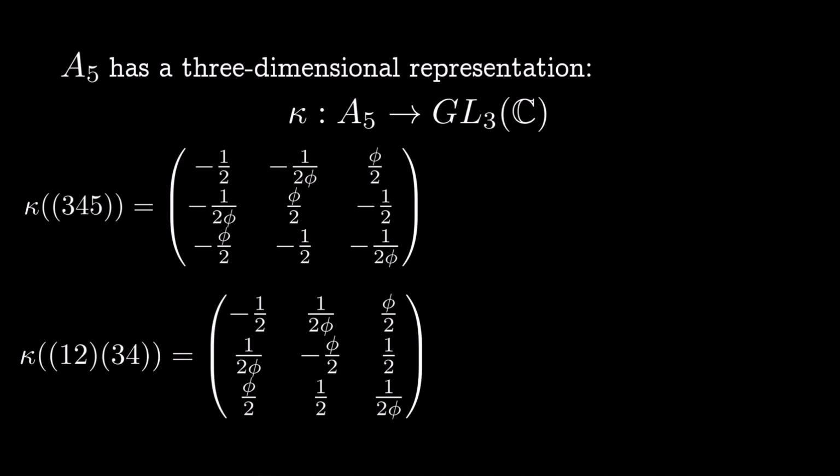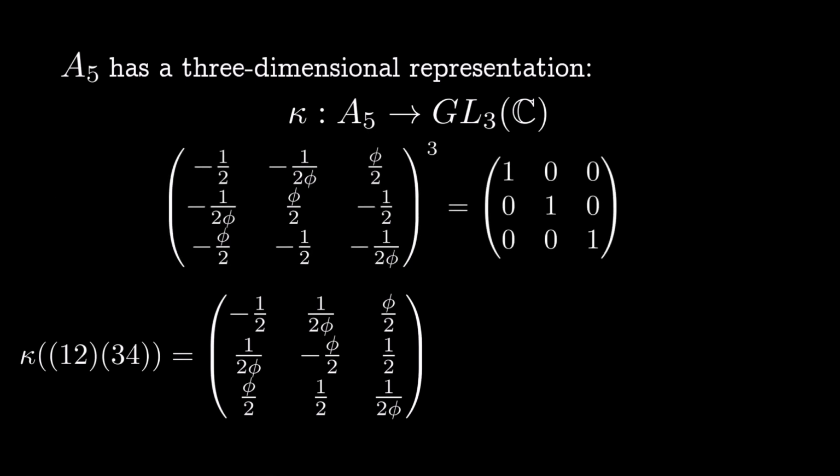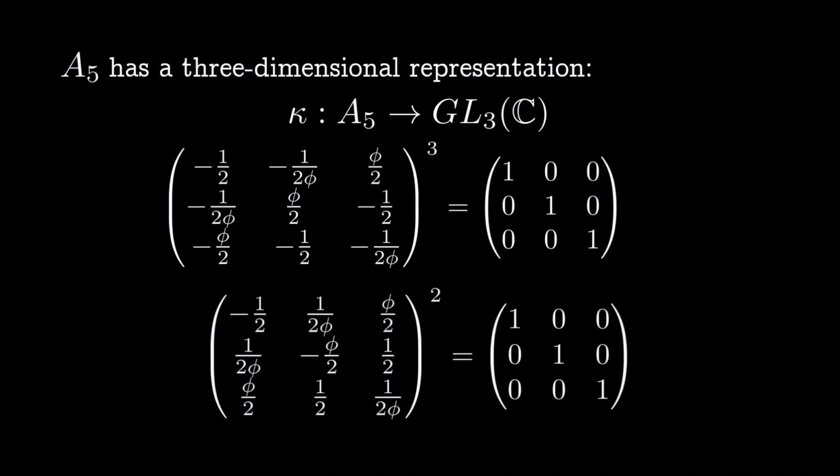Also, notice that the element 3, 4, 5 is a 3 cycle. So when we map it to a matrix, we also get a matrix that has order 3. This means that taking it to the power of 3 turns it into the identity matrix. Likewise, the element 1, 2, 3, 4 just swaps 1 and 2 and swaps 3 and 4. So if we do it again, we want to get back to the identity. And this is reflected in the matrix representation of this element. When we square the matrix, we get the identity.